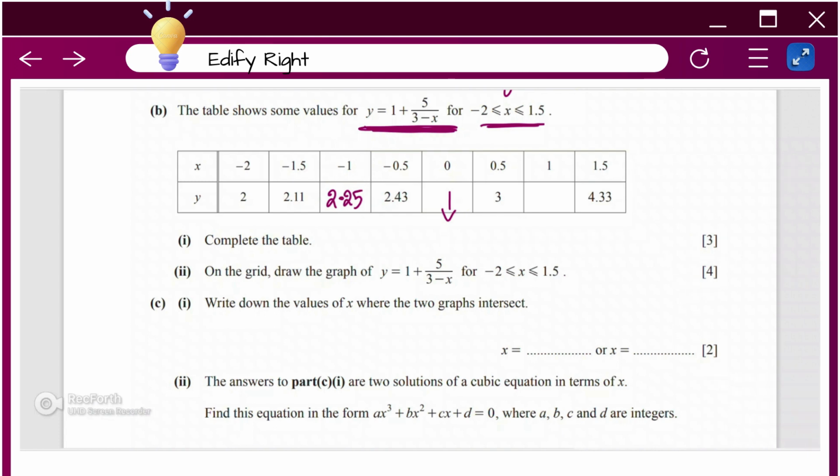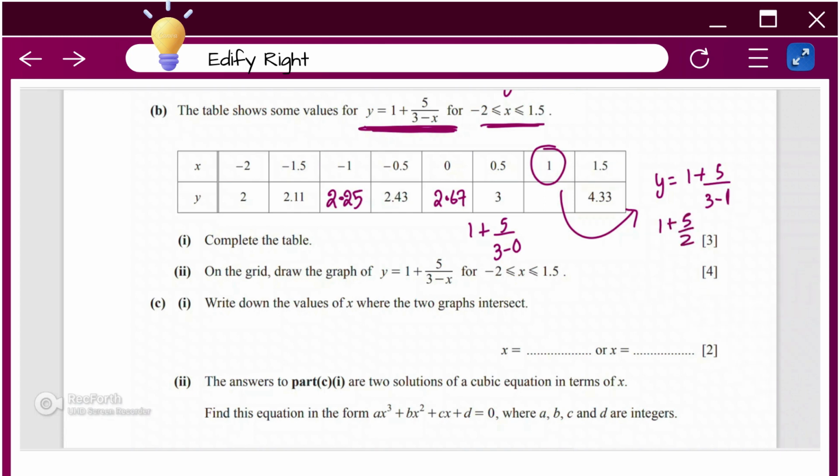Similarly, for this grid you're going to take y equal to 1 plus 5 by 3 minus x, where x is 0 over here, so I'm going to write 0, and when you solve this you get 2.67 as the value of y. And for this grid as well, we're going to take y equal to 1 plus 5 by 3 minus, we have 1 as the x value, so let's do that. You get 1 plus 5 by 2, which is equal to 3.4. Alright, so these are my values of y. So that's how you complete the table.